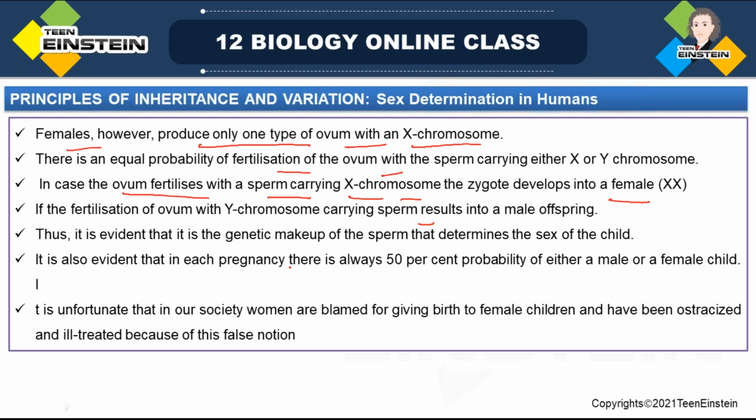So it is the genetic makeup of the sperm that determines the sex of the child. Here, the genetic makeup of the sperm determines the sex of the child. And it is also evident that in each progeny there is always a 50% probability of either a male or female child. Okay, so there is a 50-50 chance of a male child or female child.